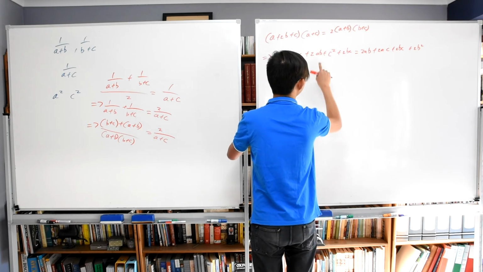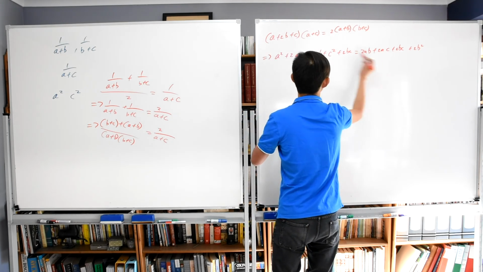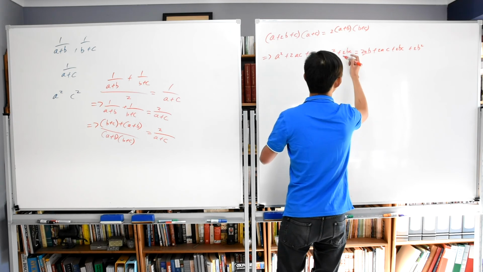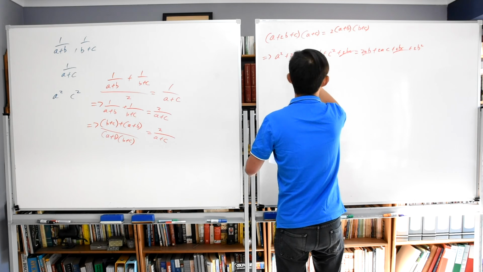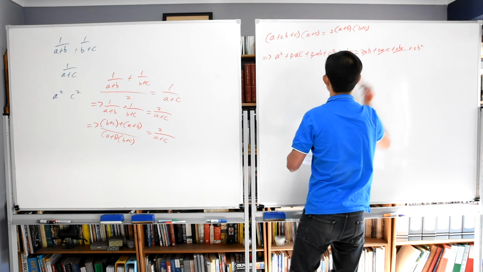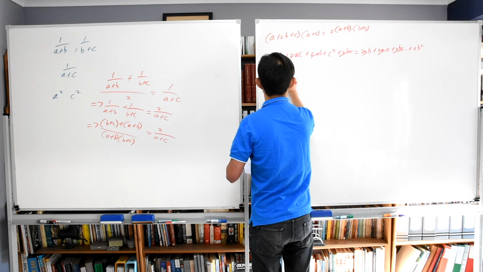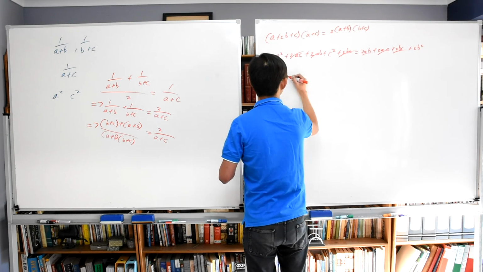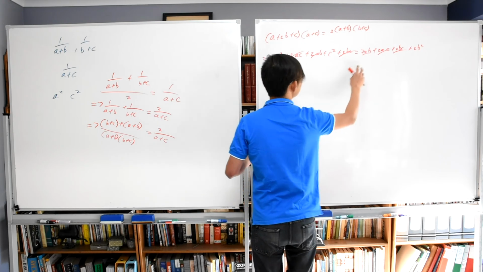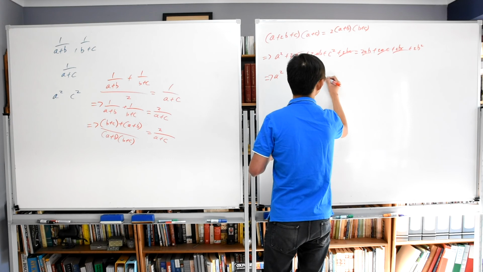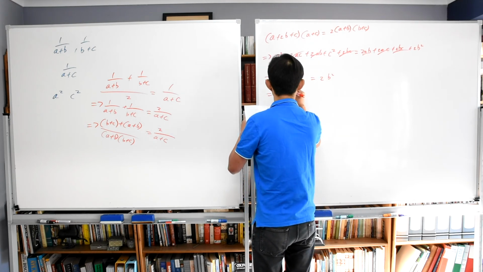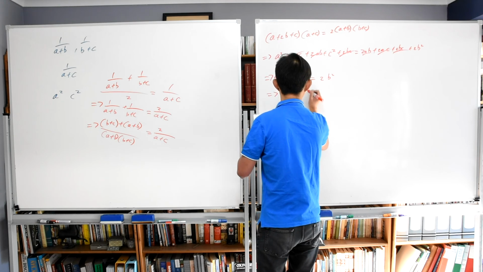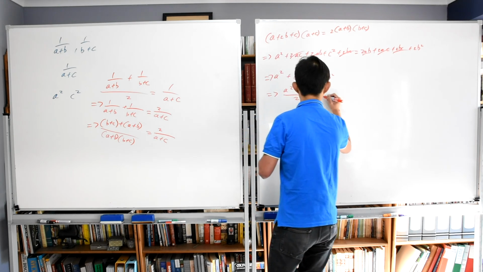Cancelling everything off. Where this 2AB and this 2AB cancels off. Where this 2BC and this 2BC cancel off. Where this 2AC and this 2AC cancels off. We see that A squared plus C squared equals to 2B squared, meaning A squared plus C squared over 2 is equal to B squared.